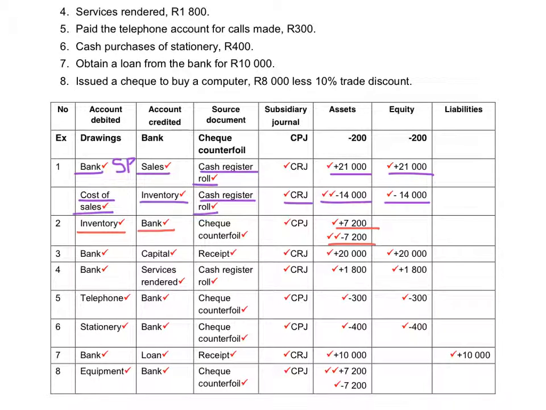We issued a check to the person, and the check counterfoil is a copy of all the information on the check. The bookkeeper will use the check counterfoil to record the transaction in the cash payments journal.